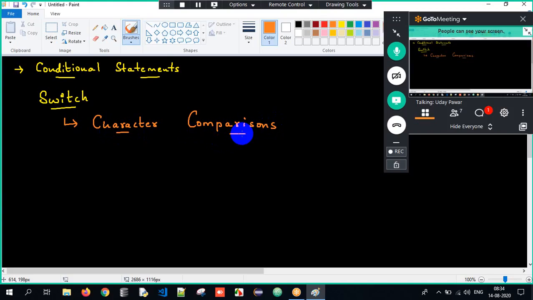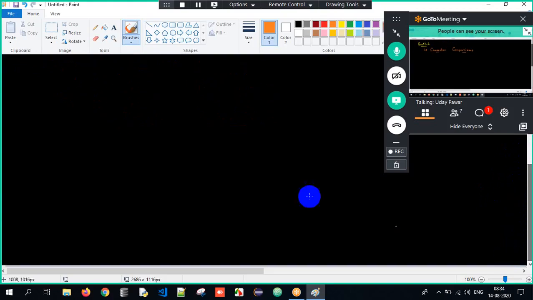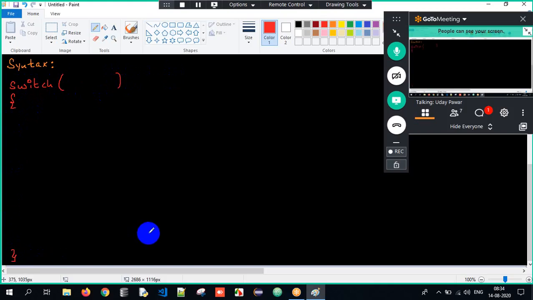But how does it work in the practical part? I will try to tell it to you with the help of a syntax and an example. Firstly, let me write down the syntax, then I will talk about a couple of examples. The syntax goes like this. I should have switch, open parenthesis, close parenthesis, open curly braces, and close curly braces.